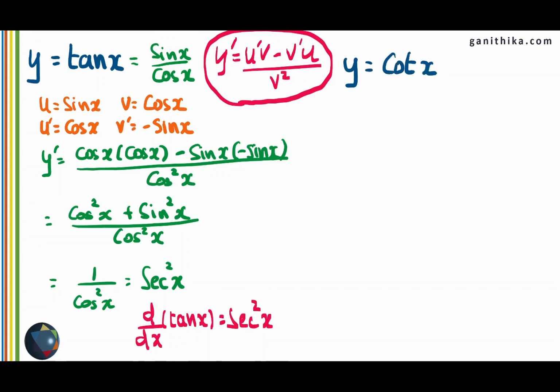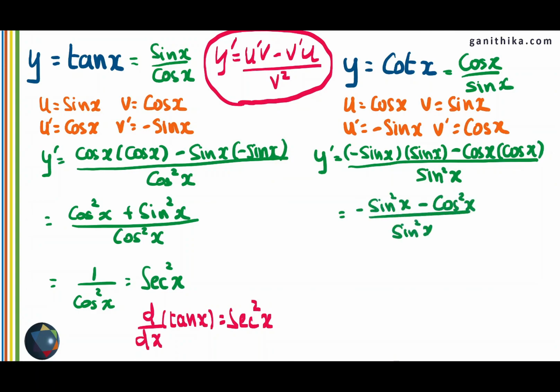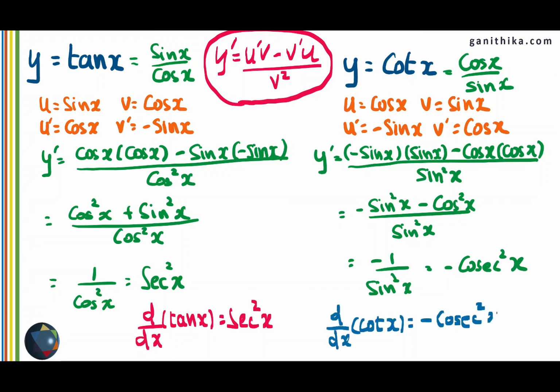You can pause the video for some time and try to do it yourself and then check your answer. I hope you got it right. So the derivative of cot x is minus cosecant square x.